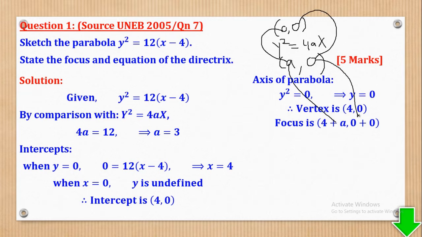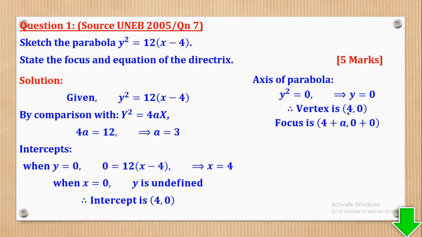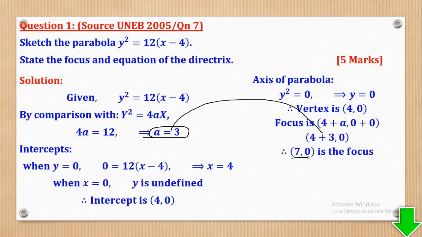Therefore, in this case, we know that the vertex is (4, 0) and the standard form is (a, 0). Therefore, add the x coordinate of the vertex here and the y coordinate of the vertex there. That is how you can get the focus. So I think now you realize why we had to first get the value of a. So I'm going to substitute for a here and come up with the focus as (7, 0).